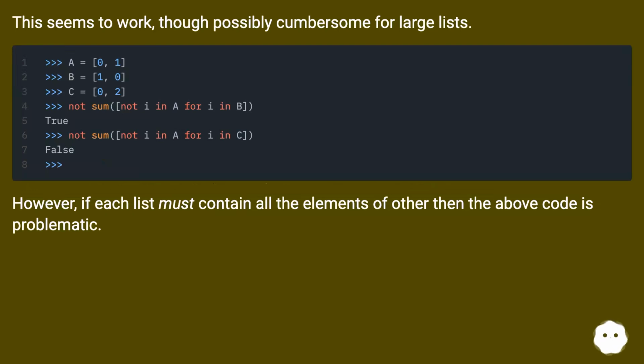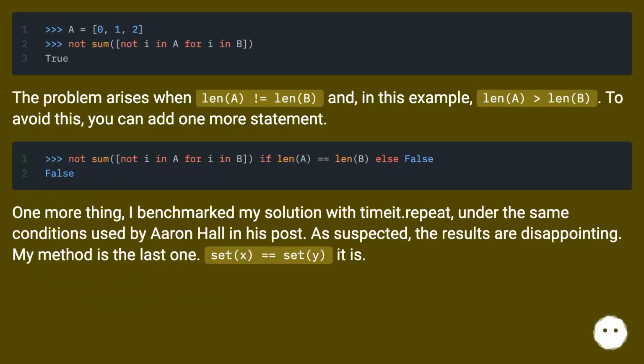However, if each list must contain all the elements of the other, then the above code is problematic. The problem arises when len(A) is not equal to len(B), and in this example, len(A) is greater than len(B). To avoid this, you can add one more statement.